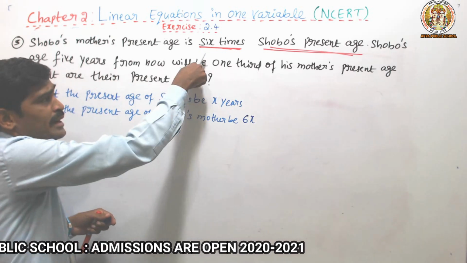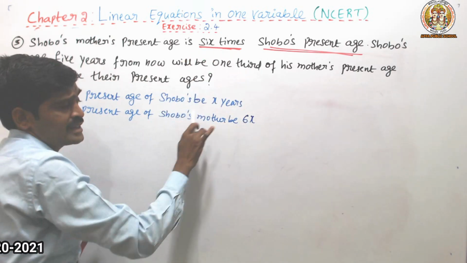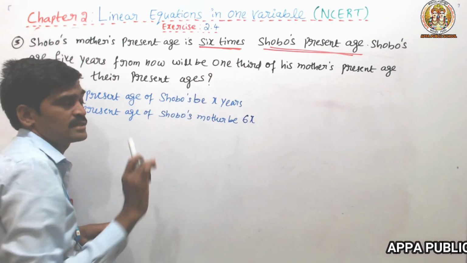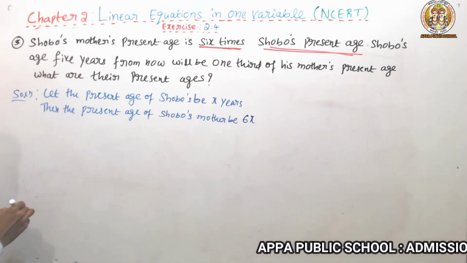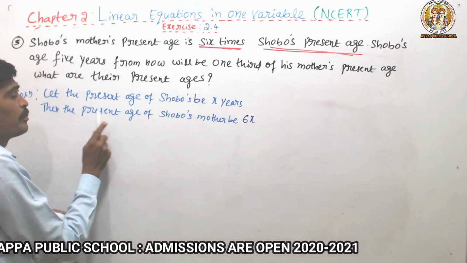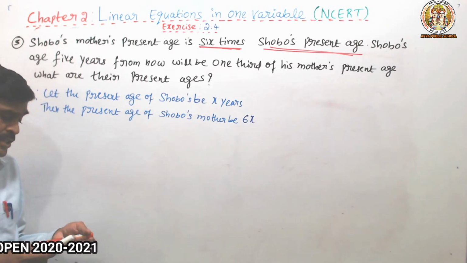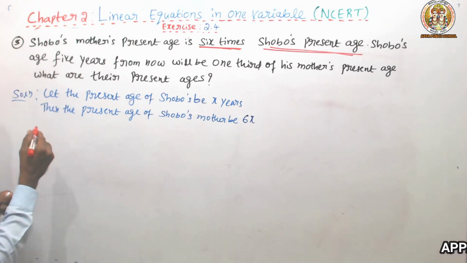Understood? Suppose they give 3 times, you have to write 3x. Suppose they give 5 times, you have to write 5x. Suppose they give 6 times, you have to write 6x. Understood? I repeat, my dear students. Let the present age of Shobo be x years. Then the present age of Shobo's mother be 6x. Understood? According to the statement.